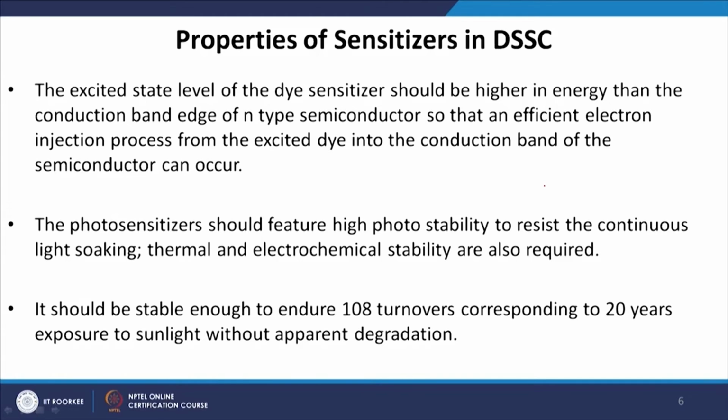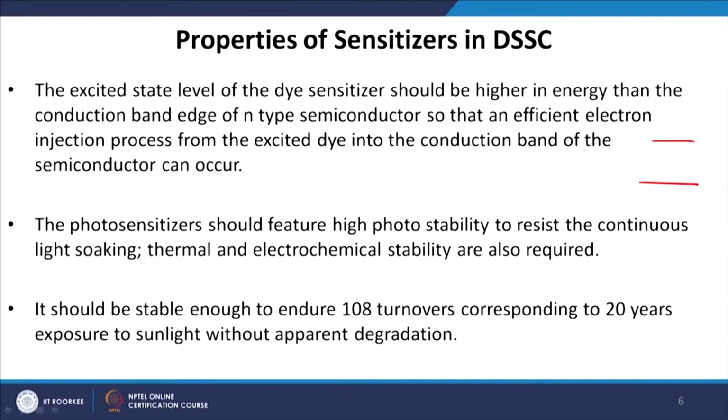The excited state level of the dye sensitizer should be higher in energy than the conduction band edge of the n-type semiconductor, so that an efficient electron injection process from the excited dye into the conduction band of the semiconductor can occur. This point we already explained. What we mean is that if this is the ground state of the dye and this is the excited state, GS stands for the ground state and ES stands for the excited state.